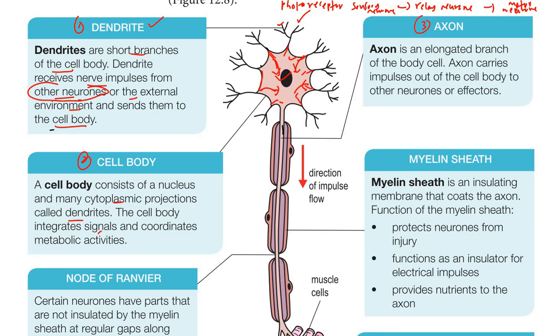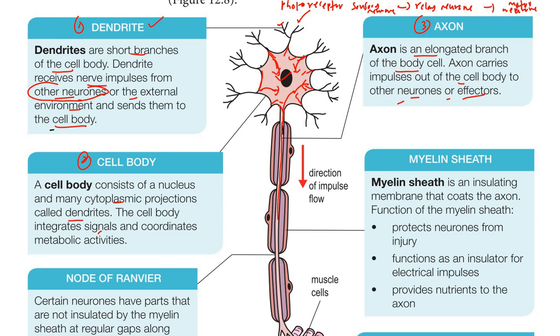Number 3, we have axon. Axon is an elongated branch of the cell body. It comes from the cell body, elongated here. Axon carries impulse out of the cell body to other neurons or effectors. So this is the function of axon. After the impulse flows into the cell body, it will flow to the axon. So axon is an elongated branch, so it will flow inside here.